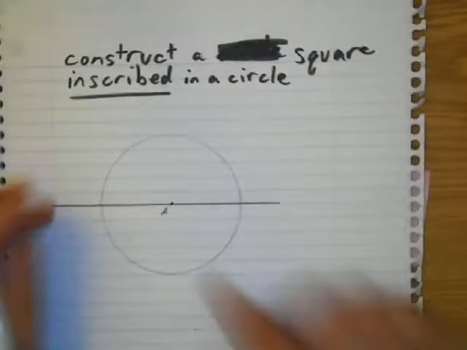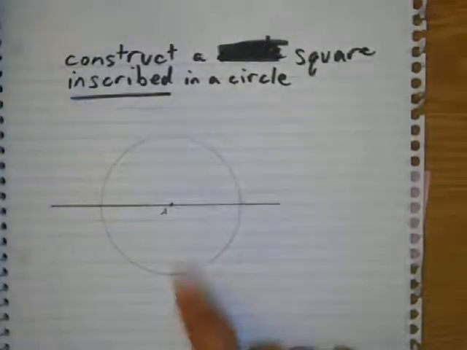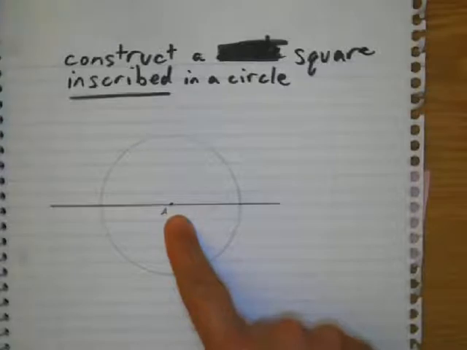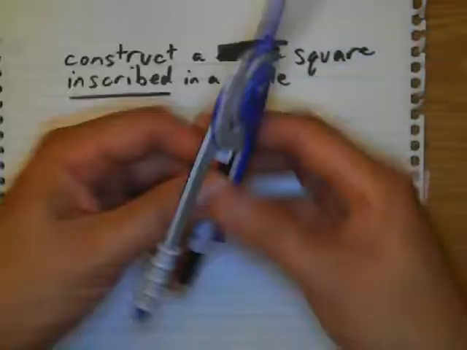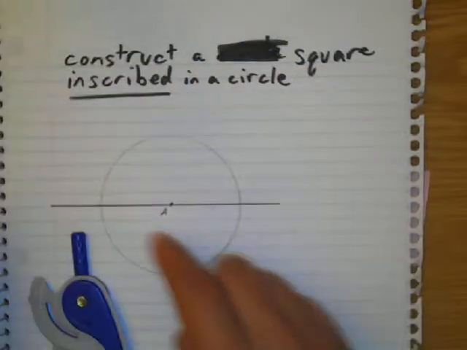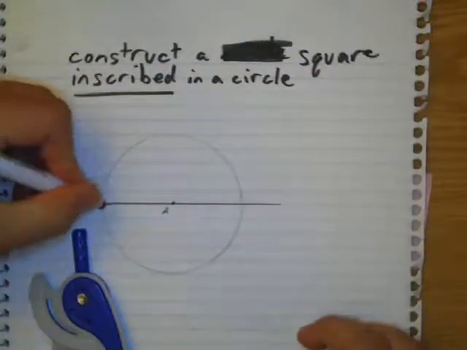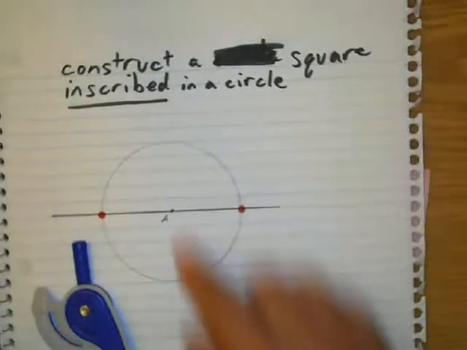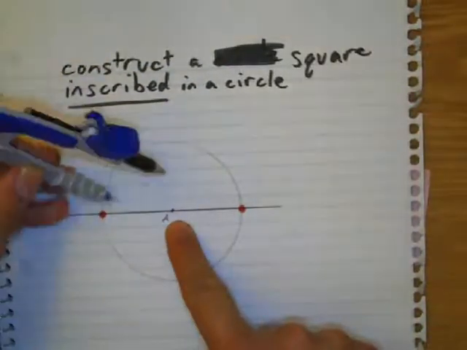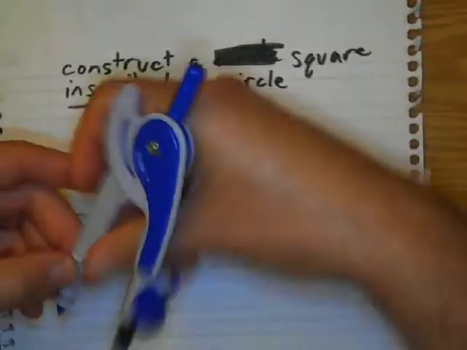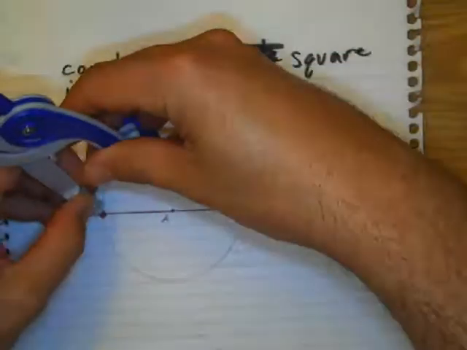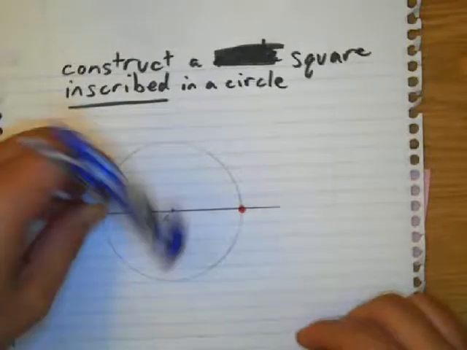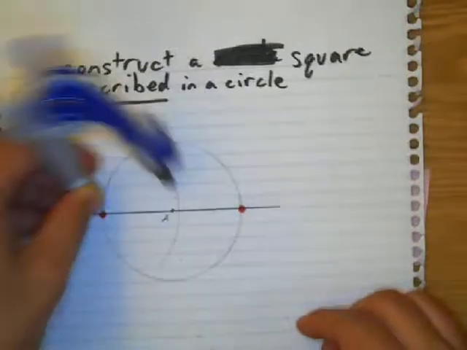Now, I want to make a perpendicular line to this. So how are we going to do that? We can get these 2 points where the circle meets that line, I'm coloring them red. So let's get a perpendicular line through A. So I need to put my compass at the red mark, and I need to make the radius just a little bit bigger, so that I can find a perpendicular line through A.